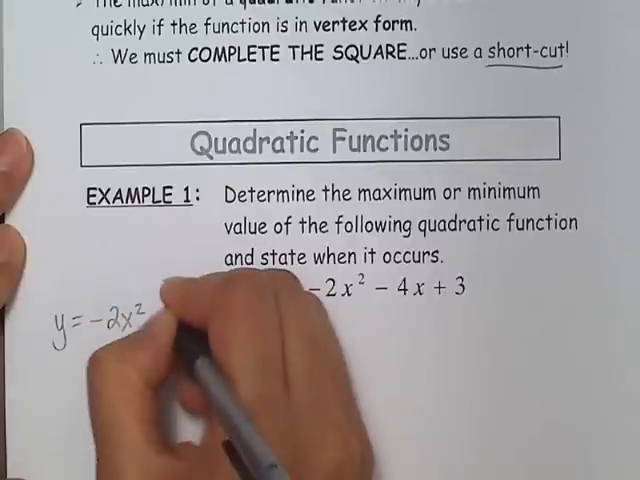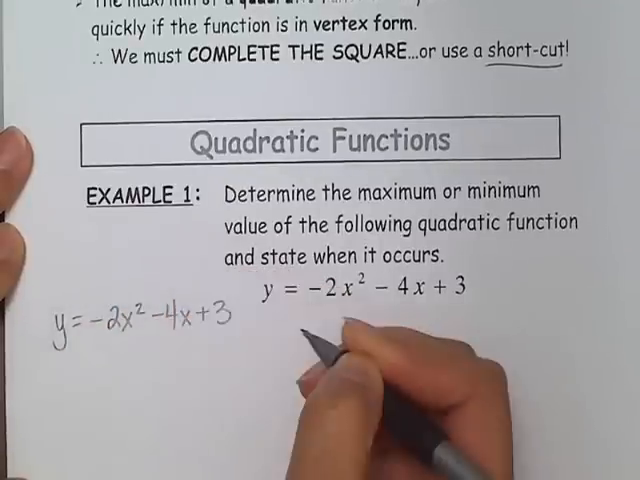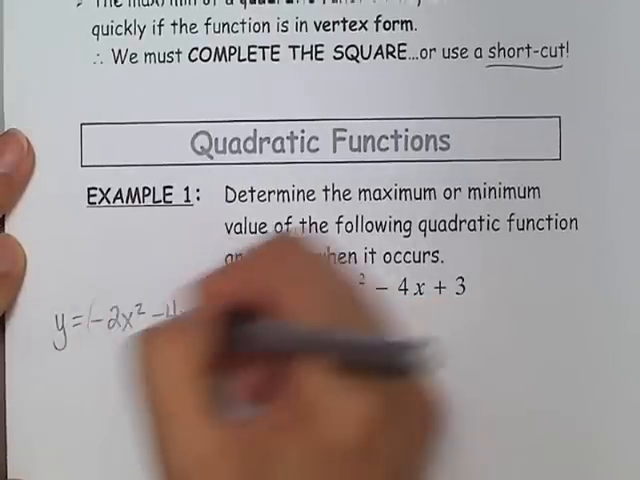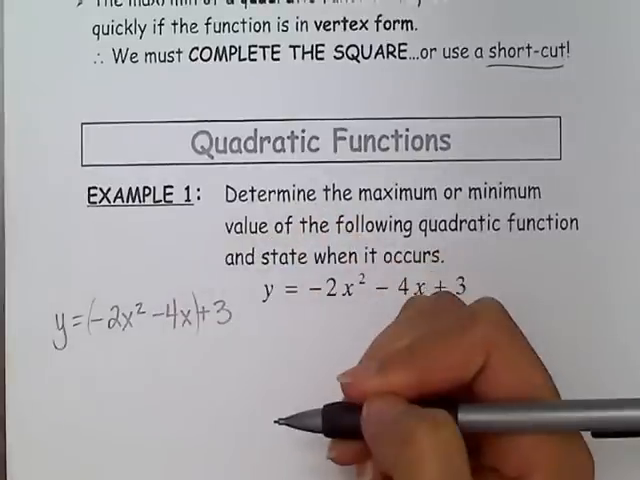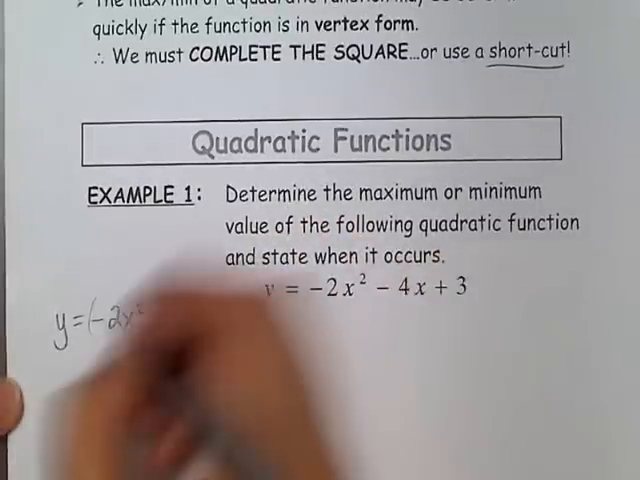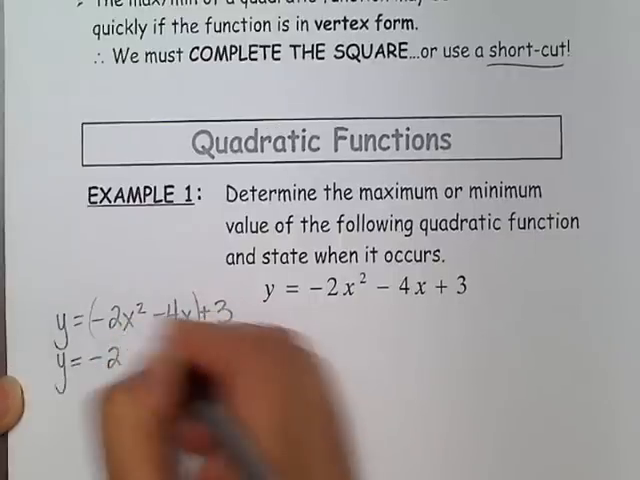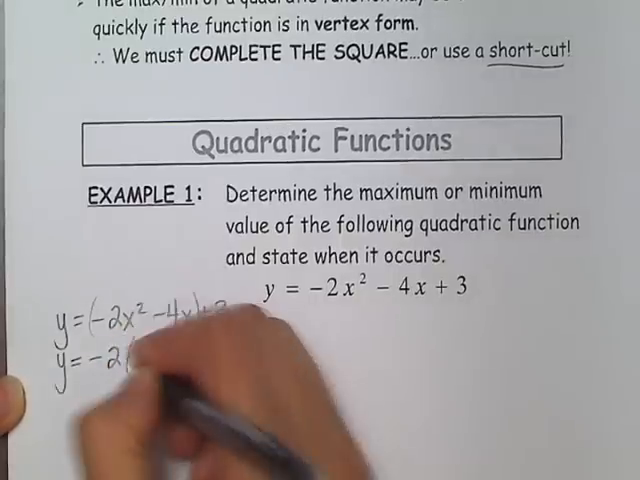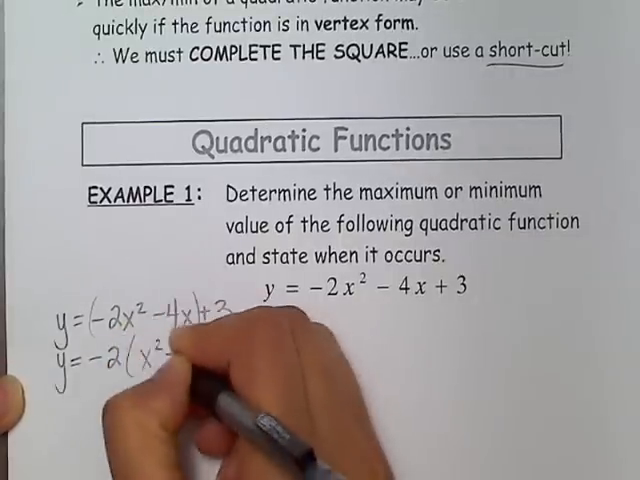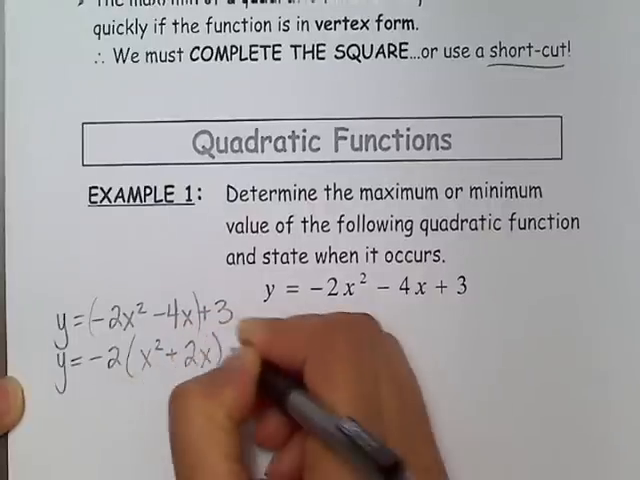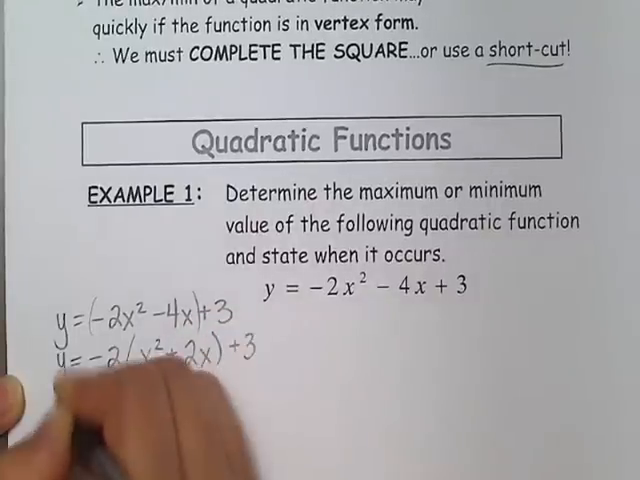So if I have y equals negative 2x squared minus 4x plus 3, first thing I'm going to do is focus on the first two terms so that I can get this into vertex form. If there's a coefficient in front of the x squared term, I'm going to factor it out of both terms that I have in the brackets. So that'll give me x squared plus 2x plus 3.